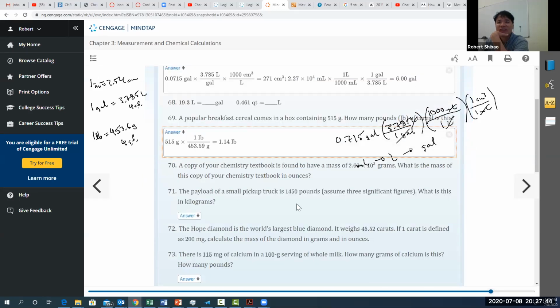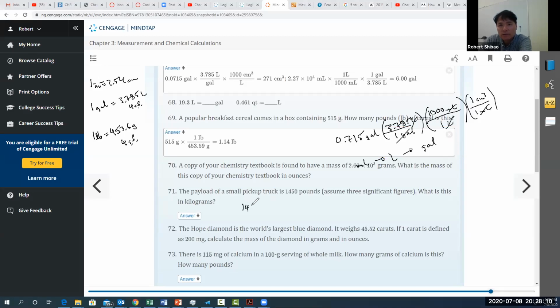The payload of a small pickup truck is 1,450 pounds. Assume 3 sig figs. What is this in kilograms? So this one, I don't want to memorize a whole bunch of conversion factors. There's a conversion factor for pounds to kilograms. I actually know it. I haven't memorized it, but I want to minimize memorization. That's going to require extra steps sometimes, but it means less memorization.